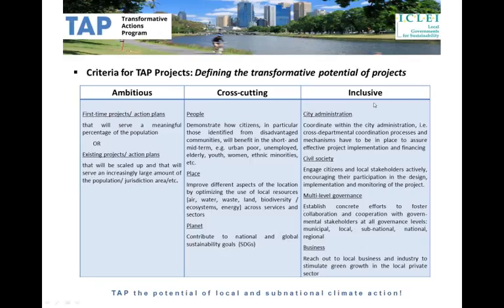And finally, regarding the inclusive criterion, we look at how and if the project encourages cross-departmental coordination for an effective implementation of the project. We look at how the civil society is engaged in the project, how the project fosters collaboration with other levels of government, and finally, how and if the business sector is engaged also in the implementation of the project.